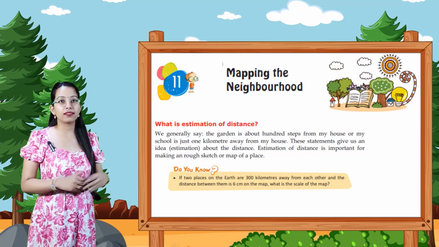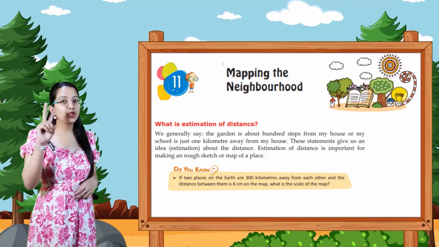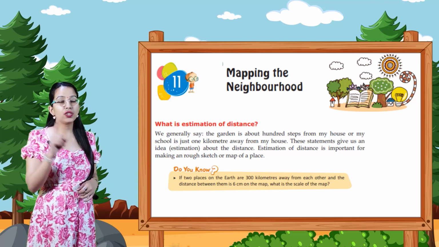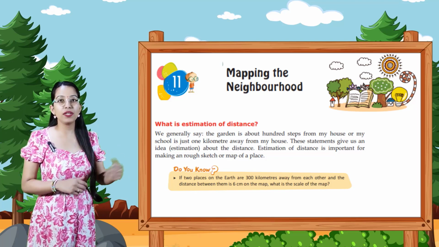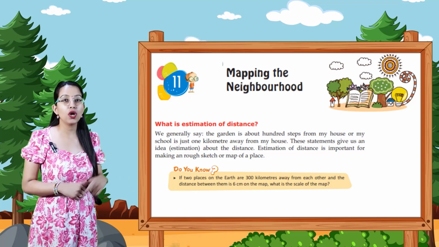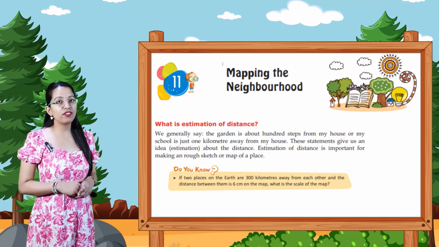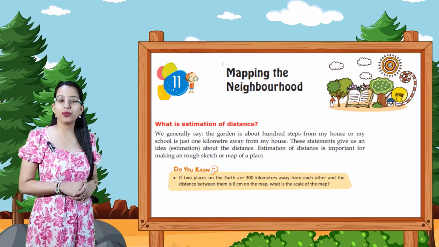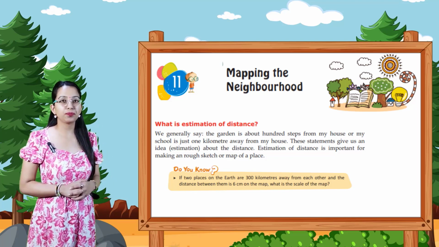Do you know, if two places on the earth are 300 kilometers away from each other and the distance between them is 6 centimeters on the map, what is the scale of the map? Give me the answer, students, in the next class.